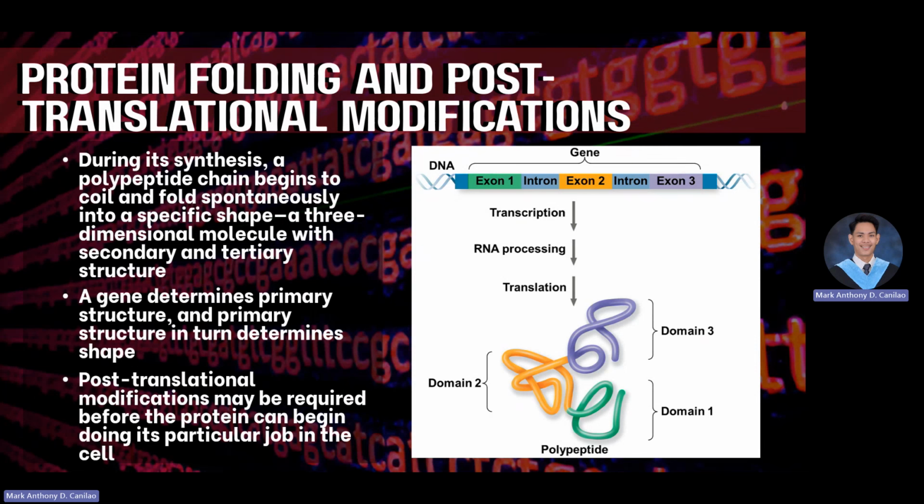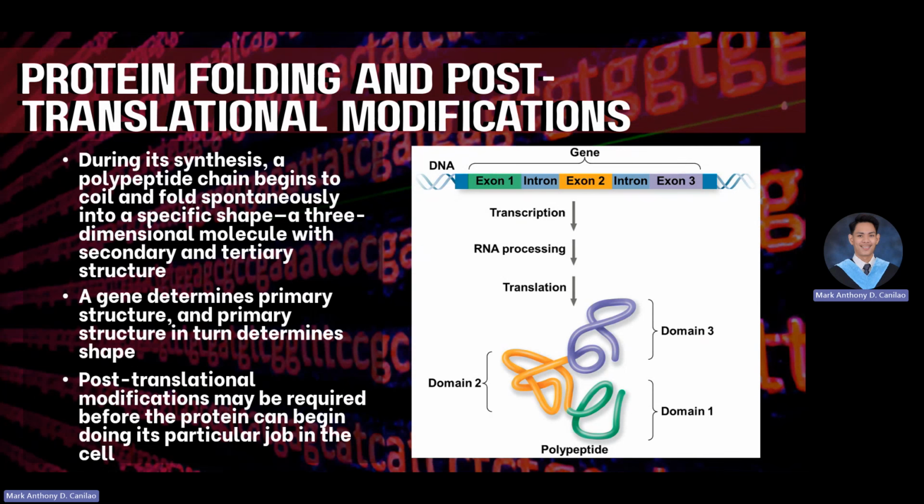A polypeptide chain begins to coil and fold spontaneously into specific shape or directional molecule known as the tertiary up until quaternary, depende. So there might be a hydrogen bond that might be formed on the end of the domain 1 and domain 2. Pwede rin magkaroon ng attachment. Iba-iba, pwedeng disulfide bond, pwedeng London dispersion bond. Depende sa gagawin na structure sa isang organism.